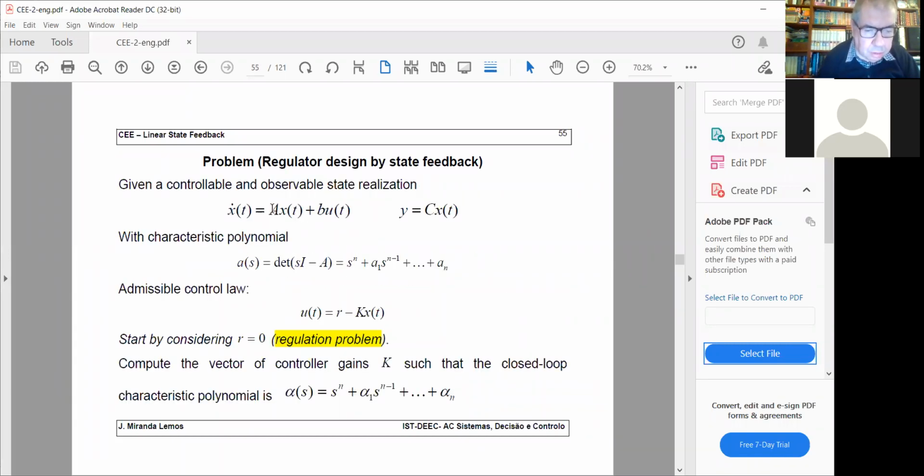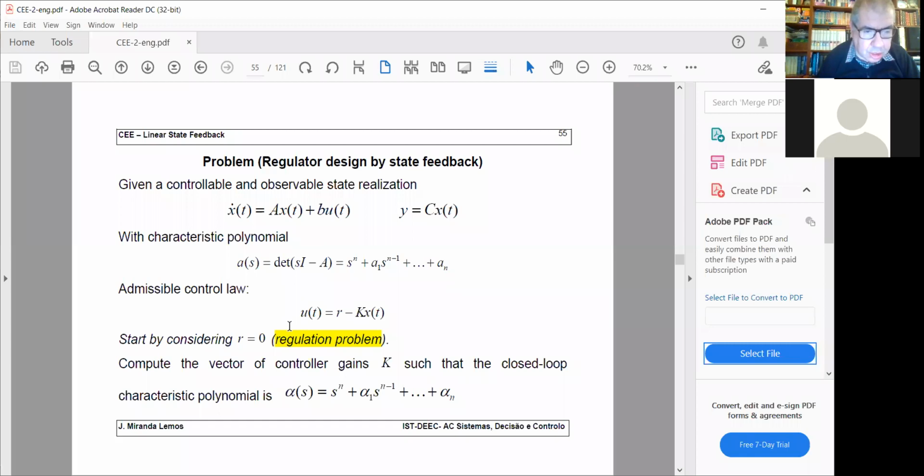So suppose that you have a linear system described by a state realization, x dot equal to Ax plus Bu and y equal to Cx. And you have access to the state. Initially, we are not going to consider this output equation, and you want to feed back the state.